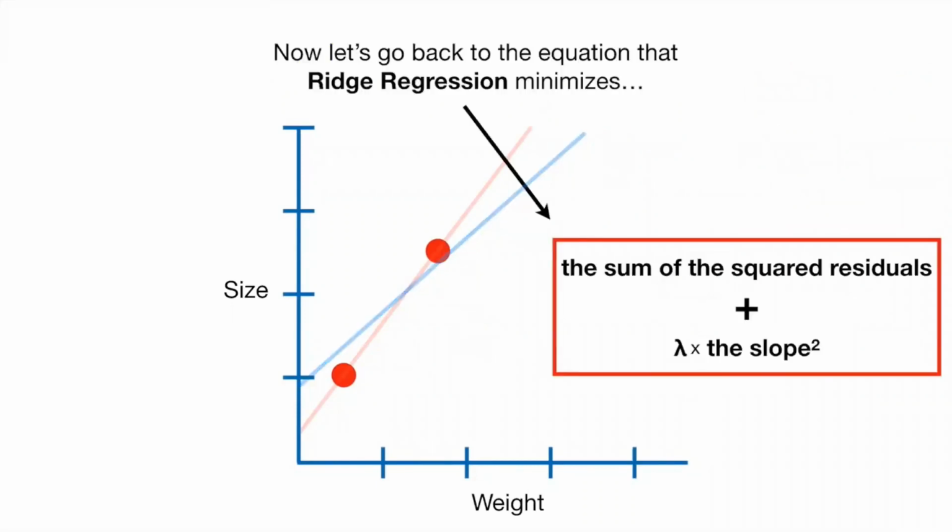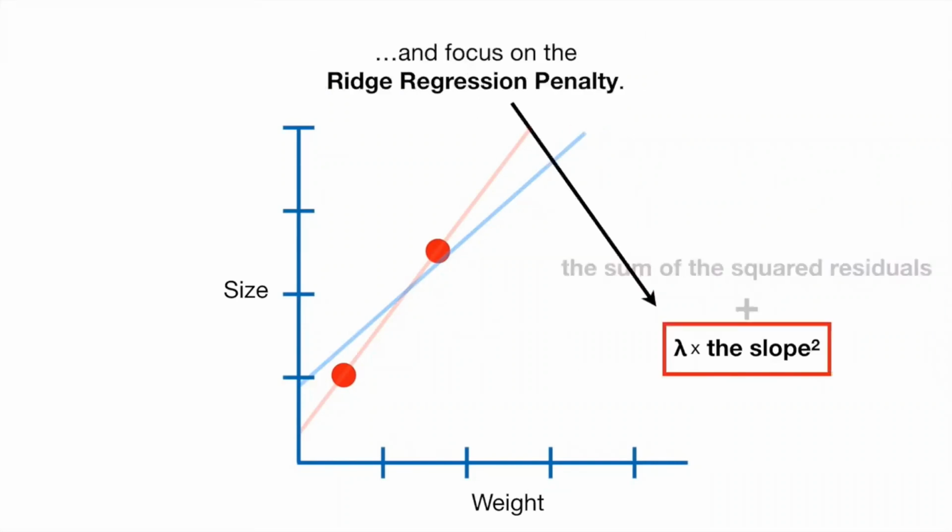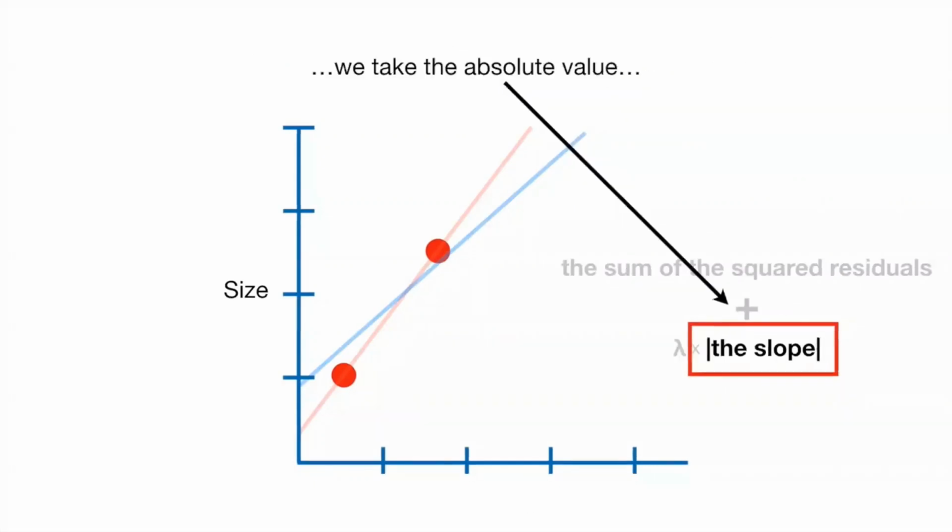Now ridge regression minimizes using lambda into slope square, right? So this is the ridge regression penalty, lambda into slope square. Now instead of squaring, if we take the absolute value of the slope, that is our lasso regression. So this is the ideal difference between the equations of ridge and lasso. Ridge, as I said, is lambda into slope square, and in lasso you have lambda into the absolute value of the slope.